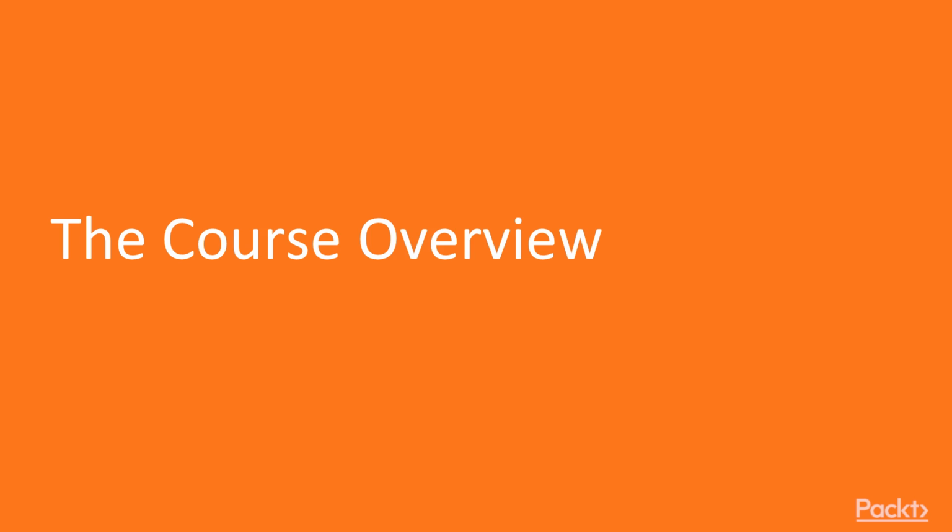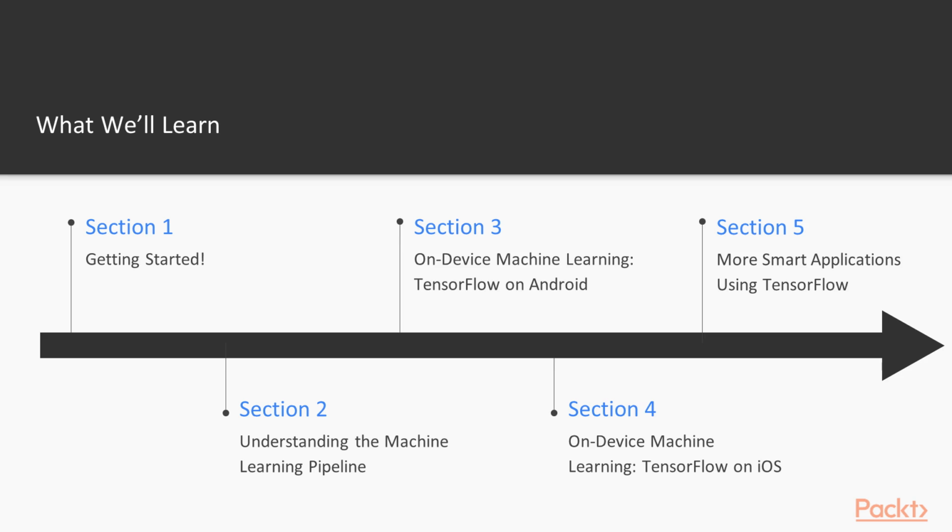The course overview. The course will be divided into 5 sections. In the first section, we shall get to know why we need smart applications and what are some of the smart features that we can incorporate into our apps. In the second section, we shall dive into the machine learning pipeline and get a general understanding of how stuff works. In the third section, we shall discuss TensorFlow on Android devices.